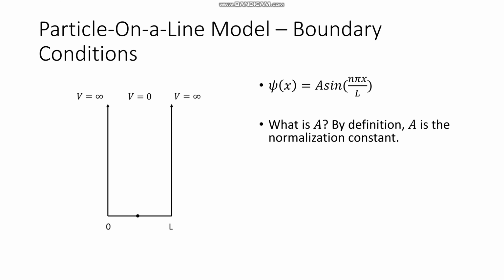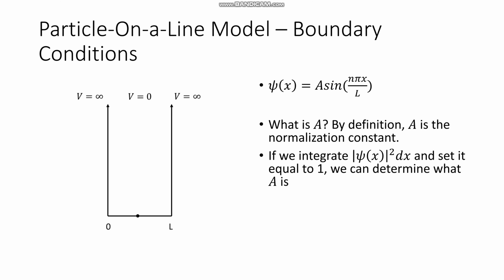So we're left with our wave function, psi of x equals a sine of n pi x over L. We just substituted k back in. But what is a? A, by definition, is a normalization constant. And this is an important interpretation of what the square of the wave function is. The square of the wave function is probability density. It is the chance that we would find the particle at a particular x value.